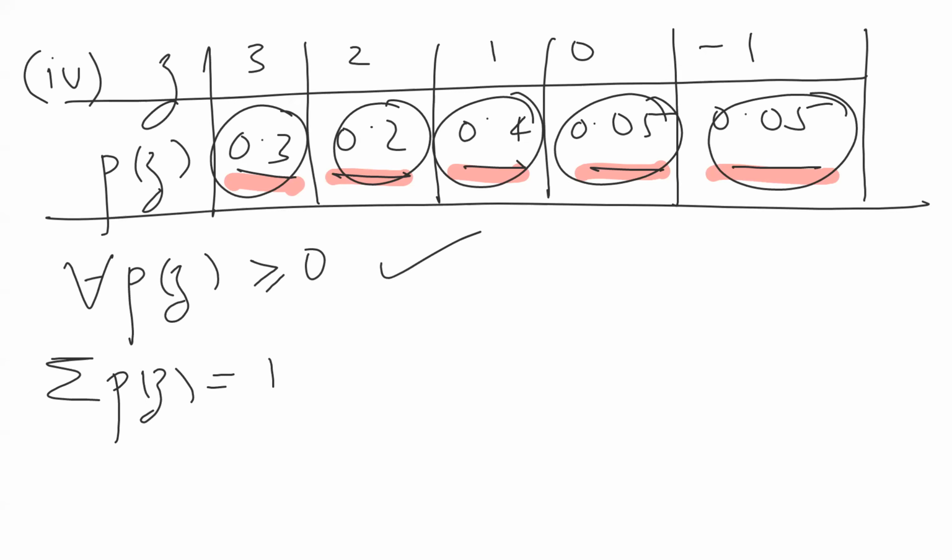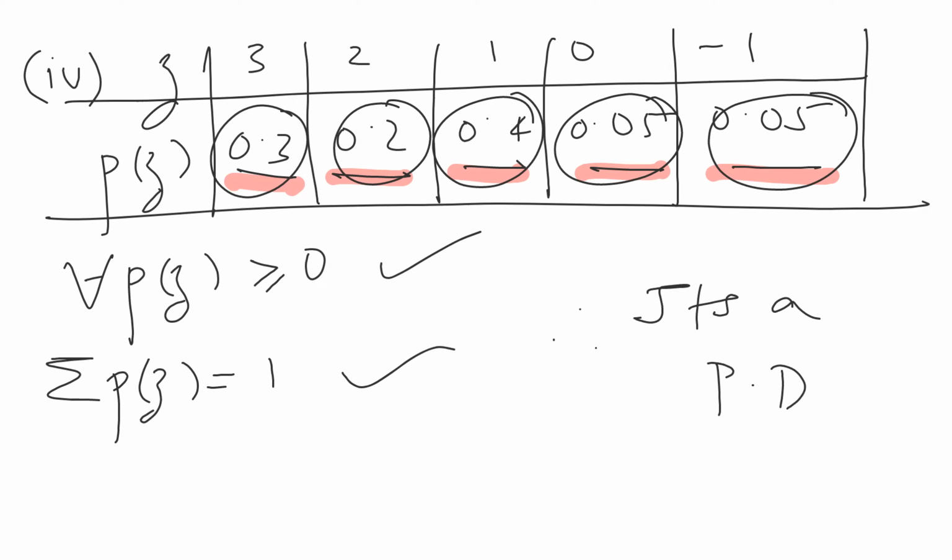The total is 1. So the summation of probability of z is equal to 1. So both the criteria are fulfilled. Therefore, it's a probability distribution. Are you able to understand?